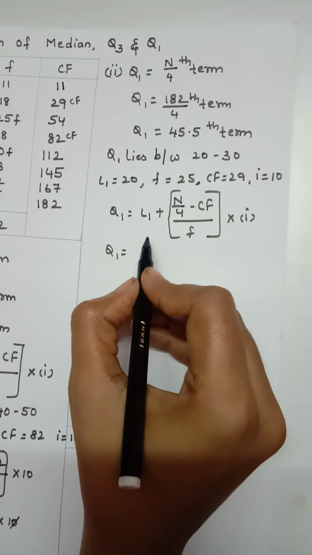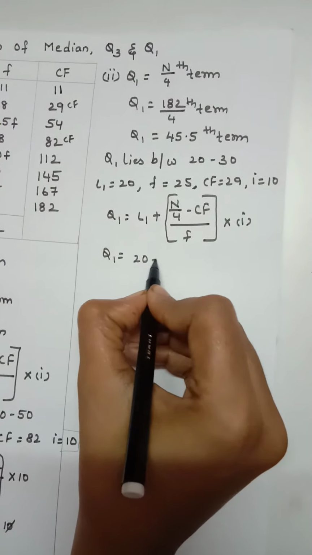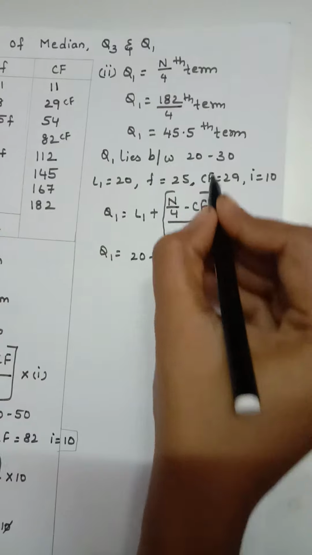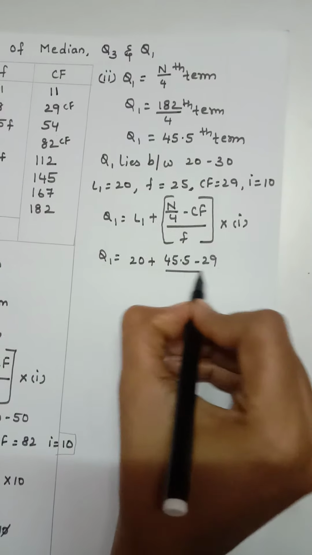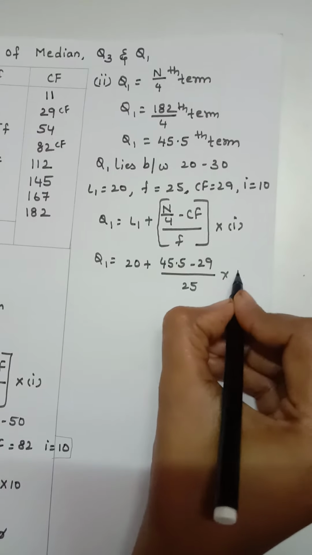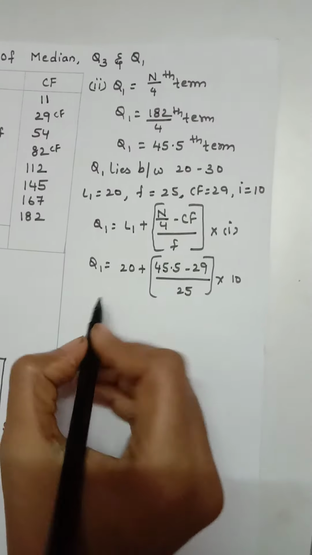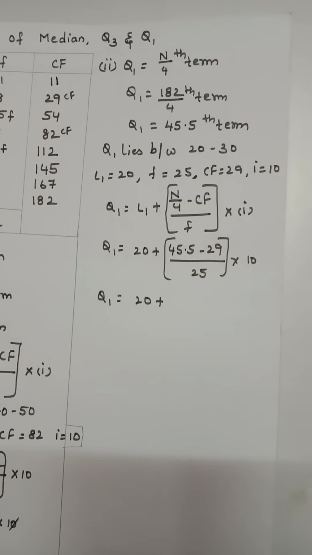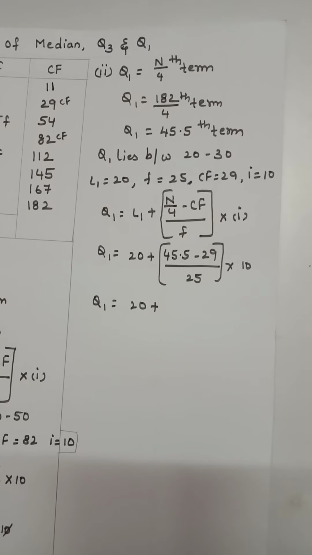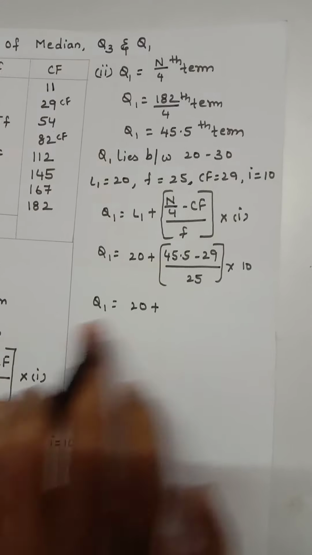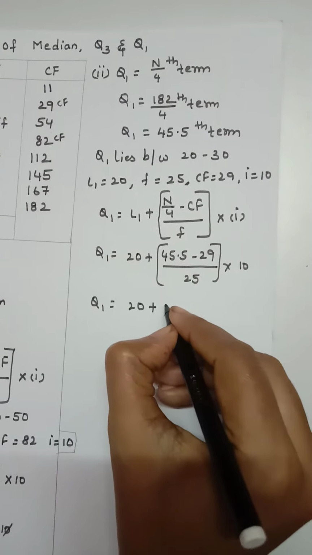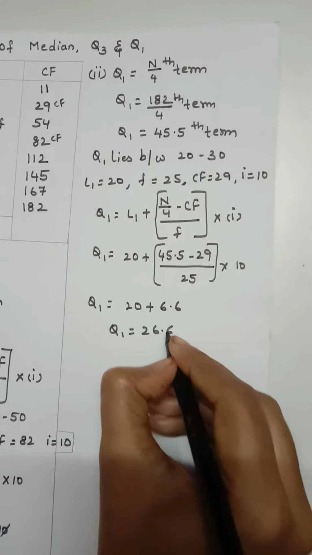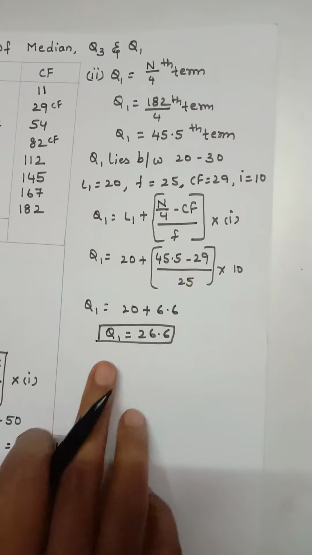Substitute the values in the formula. Q1 is equal to L1, which is 20, plus n by 4, which we already found is 45.5, minus CF, 29, divided by F, 25, into 10. So Q1 is equal to 20 plus 45.5 minus 29 divided by 25 into 10. I have solved this and got 6.6. So Q1, as per the calculation, is 26.6. So we got the Q1 value.